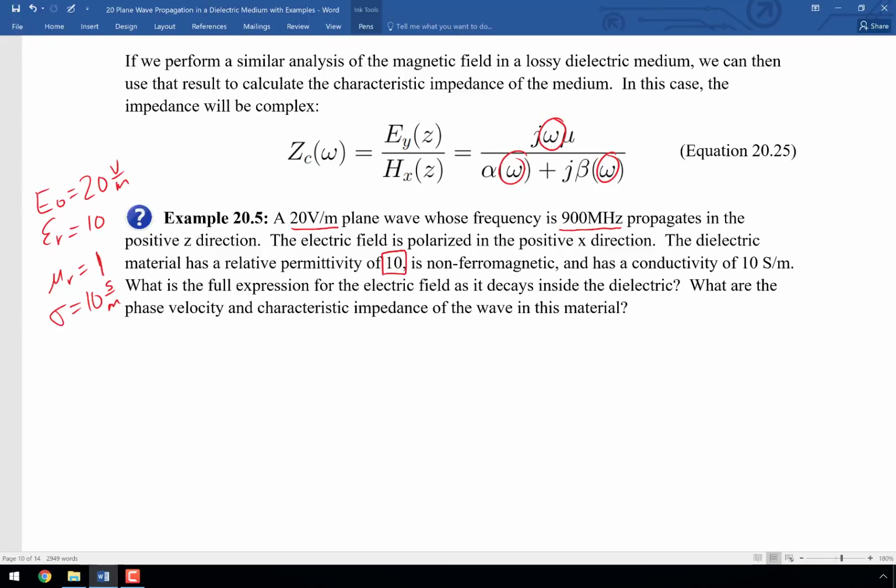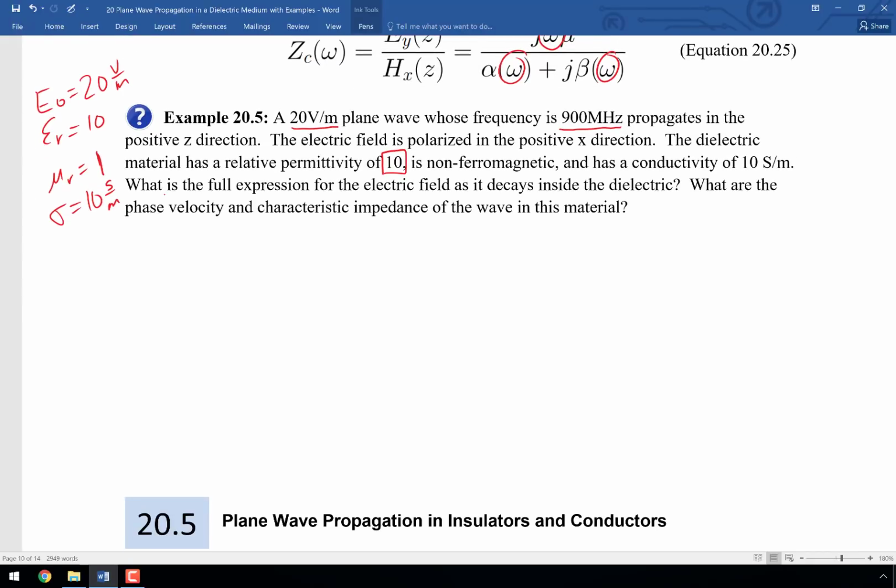We want to find out what is the full expression for the electric field as it decays inside the dielectric, and then also find the phase velocity and the characteristic impedance of the wave. So we're going to need to use those two big nasty equations for alpha and beta, and we'll have to also calculate some other things. Alpha is, and you kind of have to go back and look at the equation because I don't want to write out the whole equation without the numbers, and then repeat it with the numbers.